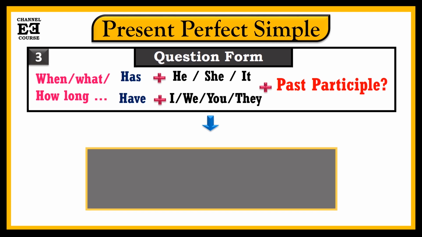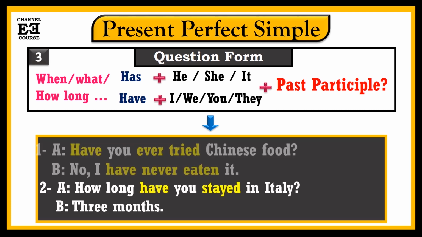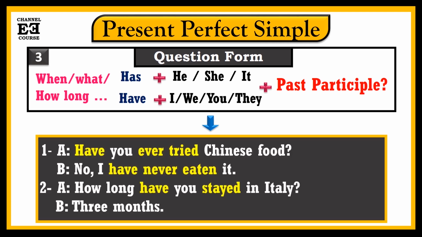Let's check the following conversations. 1. Have you ever tried Chinese food? No, I have never eaten it. Example number 2. How long have you stayed in Italy? 3 months. Please note how to use ever in question form and never in negative form.